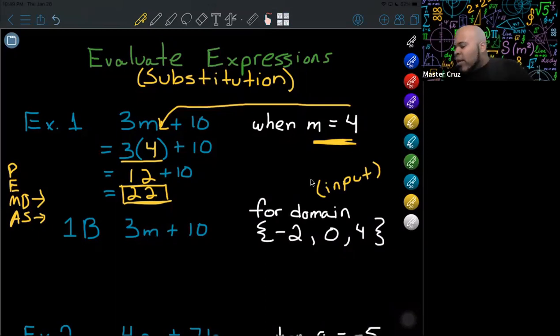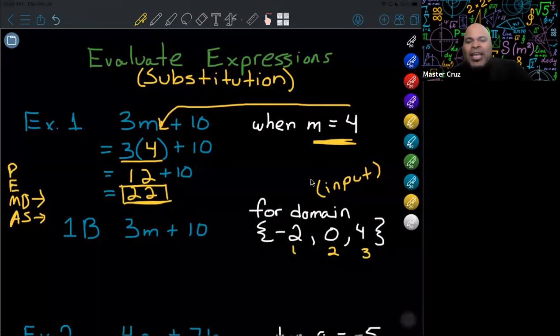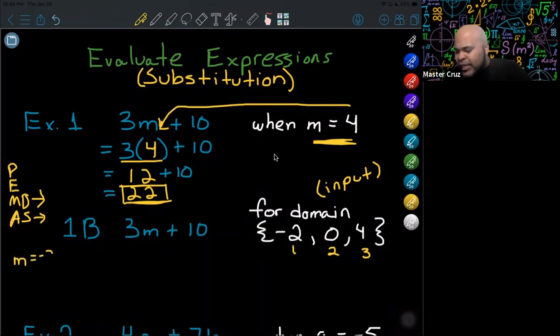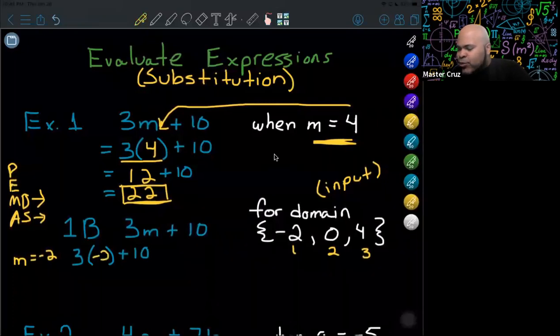Because we have 1, 2, and 3 inputs, we're going to have to repeat the same process 3 times. So we're going to have 3 answers at the end. So we're first going to do this for when m equals -2. So that's what this means when m equals -2. So I'm going to rewrite the 3, but I'm going to open a parentheses instead of writing the m, right? I'm rewriting the same stuff. And now I'm going to write a -2 instead of m, because that was my first domain value, when m equals -2. And I multiply 3 times -2.